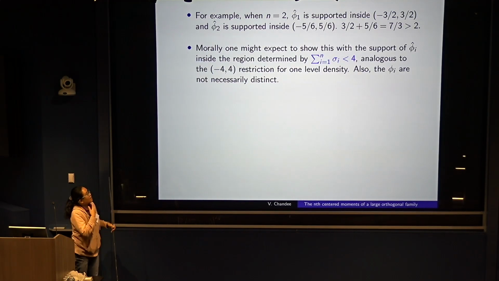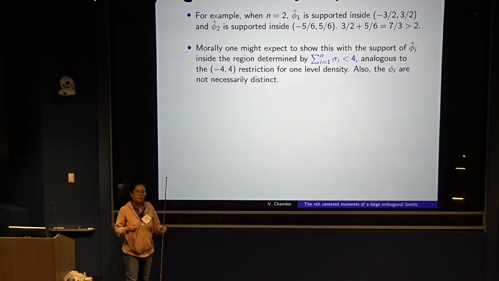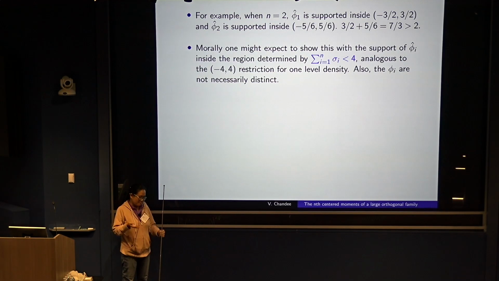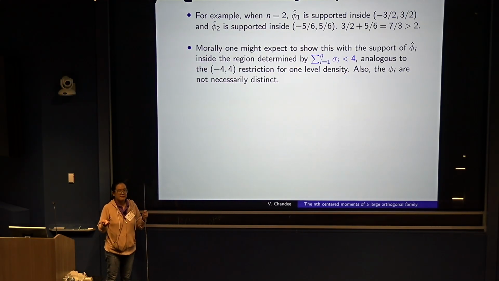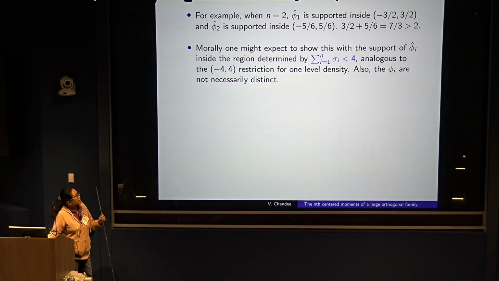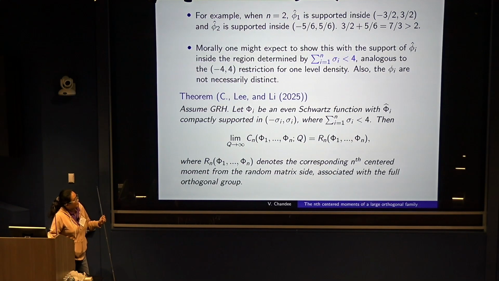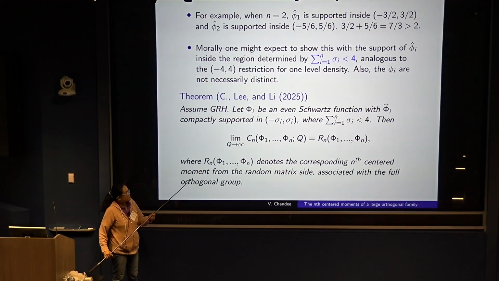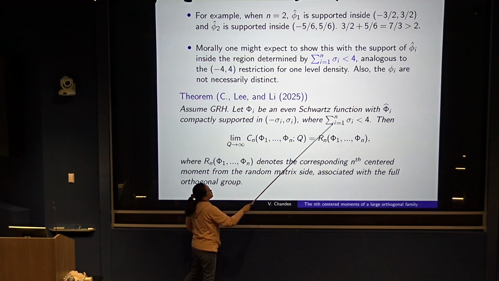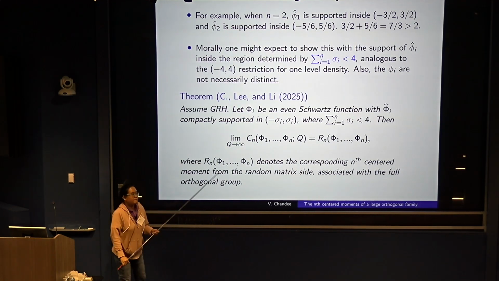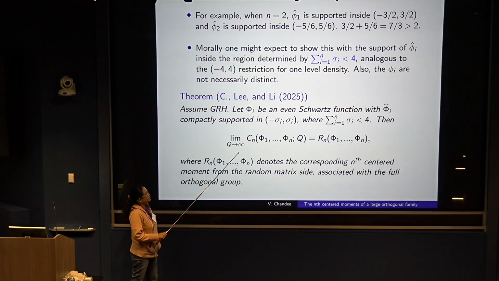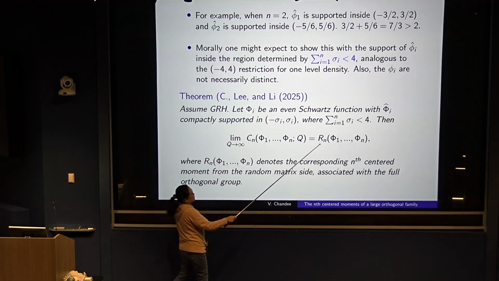And this is analogous to the one-level density, where you can get the support up to minus 4. And phi I, you are free to take to be anything. It doesn't need to be a different function. Okay? And this is the result that I'm going to present today, a recent work that I have with Yoonbok and Xiannan. So we just have this condition only go up to 4, and the limit as Q goes to infinity of Cn will be equal to this Rn here.